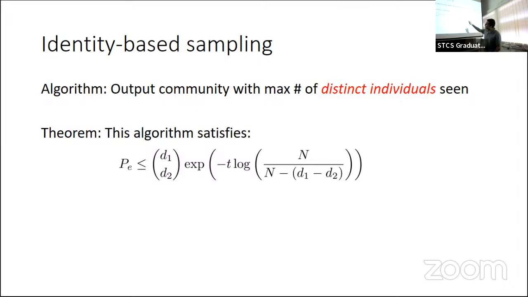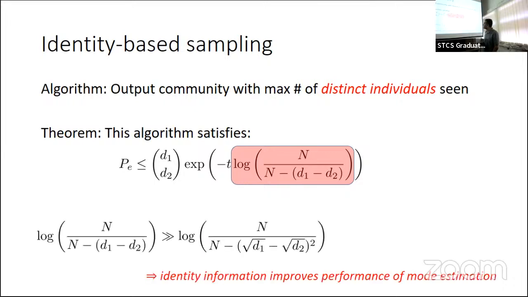The probability of error in this case is again decaying exponentially with respect to the horizon. If one stares at the decay rate, again, it depends on the total size of the population, the size of the largest community, and the size of the next largest community.